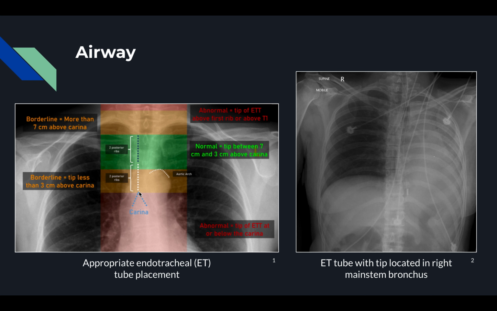So if it's not in that area, we would need to ensure that it either be pulled back or inserted further in the trachea. This image on the right came from a Radiopedia article, and it shows an ET tube that's coming down through the trachea, but it's gone too far, and it's in the right mainstem bronchus. So the right lung is being adequately ventilated, and the left lung is completely whited out because it's not receiving any ventilation at all.